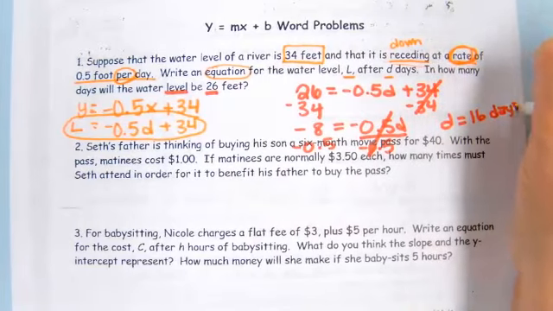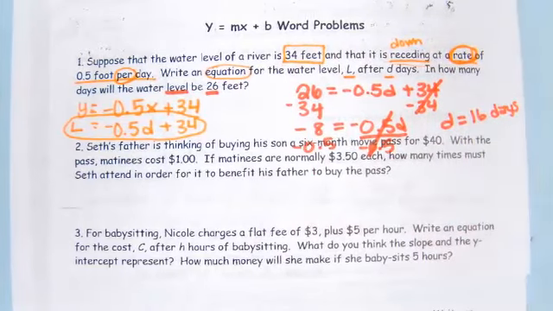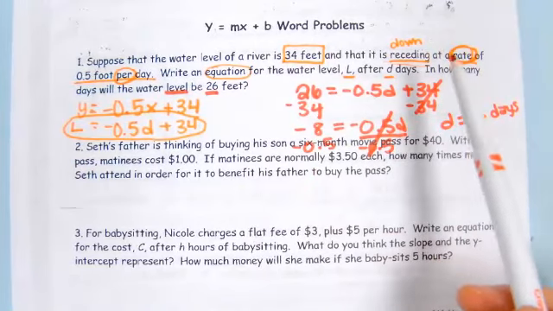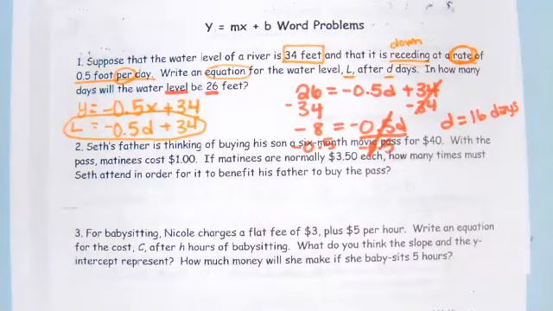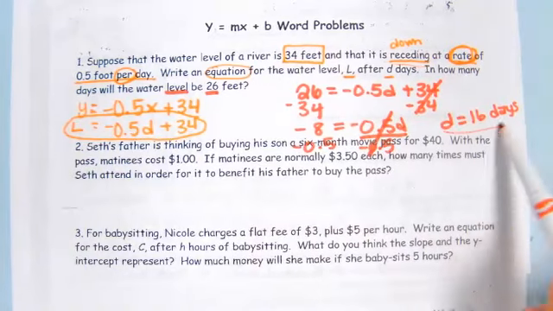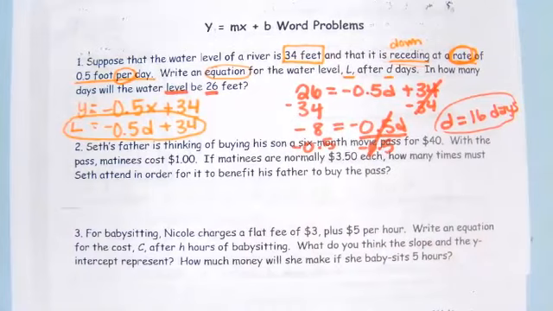So this is why we do this. This tells us if a river's at 34 feet and it is receding at a rate of 0.5 feet a day, it will take 16 days for it to be at 26 feet, right? And be down there. And so we want to know that because we might have boats and stuff that are going to need that depth, right? And we need to do something about it.